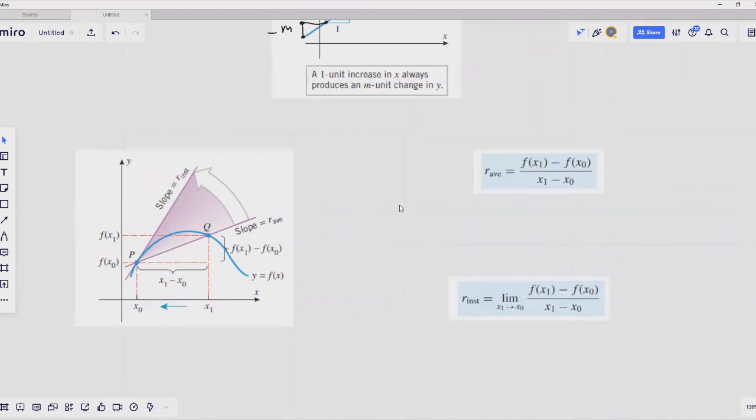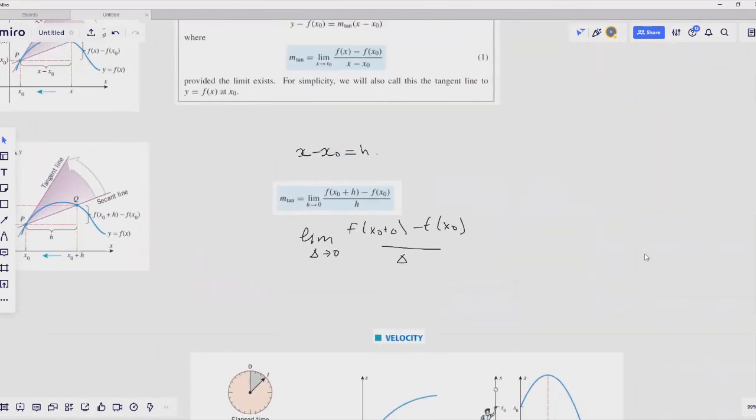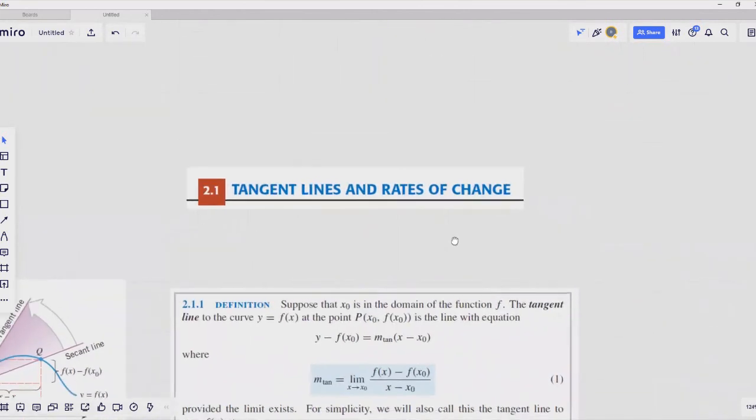All right, this concludes our section 2.1 on tangent lines and rates of change.